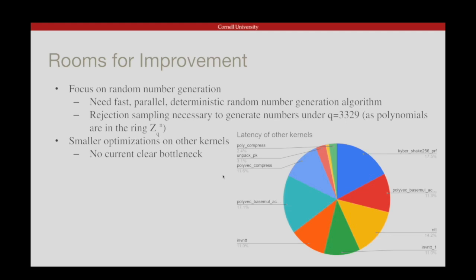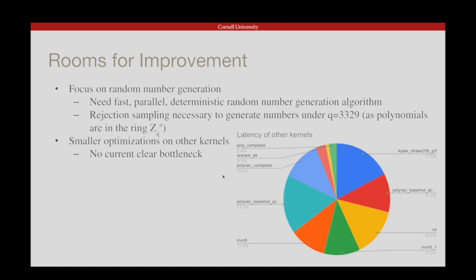Okay, next we'll talk about some room for improvement. Currently, the main bottleneck in our algorithms is the random number generator for the polynomial matrices. Ideally, we want a deterministic random number generator that is both parallelizable as well as very fast. This is because in order to generate values in our polynomial ring, we need uniform coefficients under 3,329, which requires rejection sampling, which can take an indeterminate amount of time.